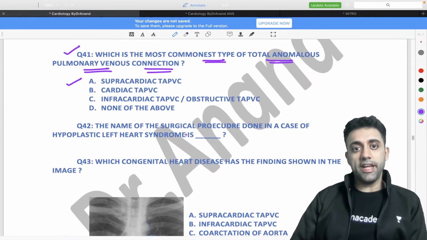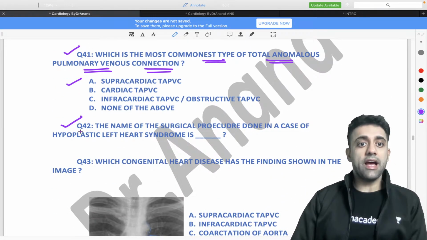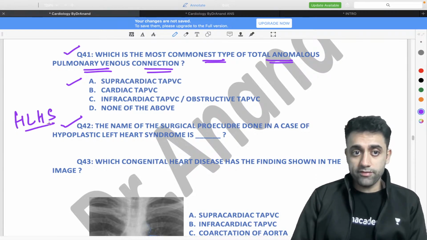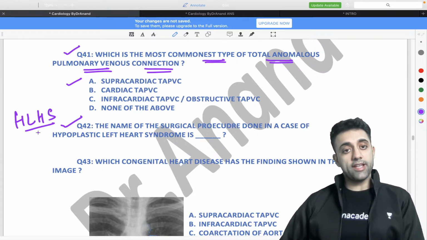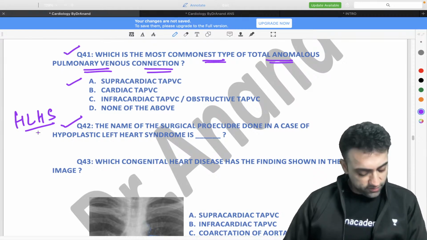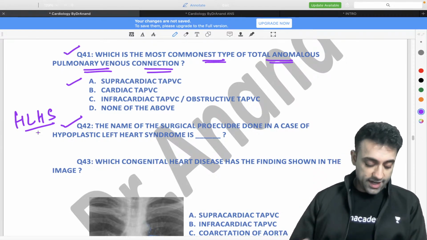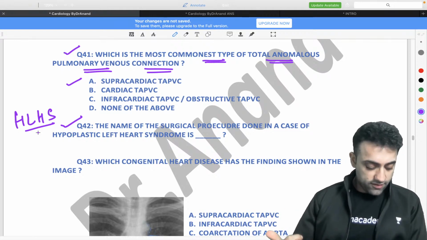Question number 42. Name the surgical procedure done in hypoplastic left heart syndrome. Name the procedure done in a case of hypoplastic left heart syndrome. Anyone? Any random guesses? Okay, very good. So what do you think? Anyone? Very good. So Nishi Agarwal is right.